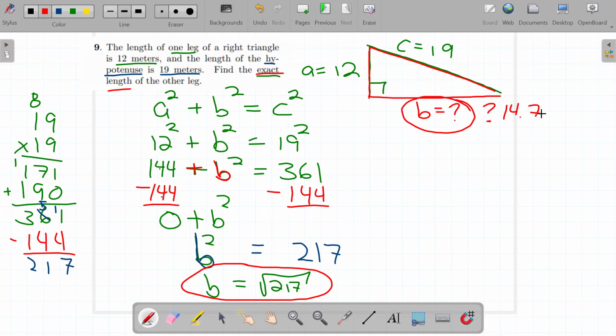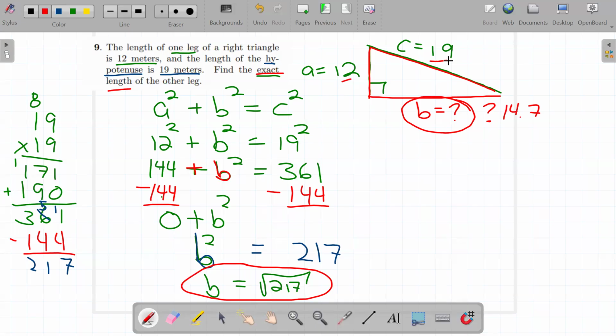Well, it has to be longer. Well, it doesn't have to be, but it's longer than 12, which I guess is okay. It has to be shorter than 19. Could be right. Again, I could whip out a ruler and measure it out.